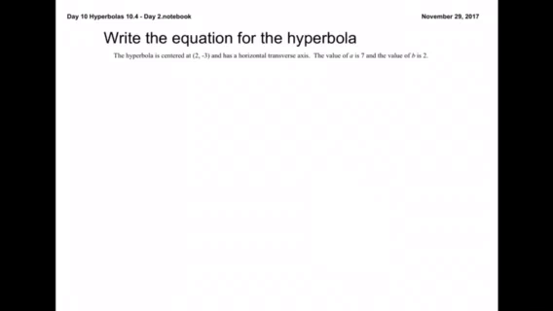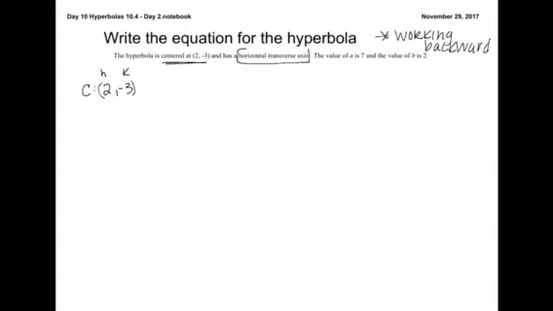The last thing that they're going to ask us to do is write the equation for the hyperbola given some information. So this is working backwards. So what I like to do is underline all the important information. I know my center is at 2, negative 3. So I know this is my h and this is my k. I know that this is going to be a horizontal transverse axis, which means my hyperbola is horizontal, which means x is going to come first in my ratios.